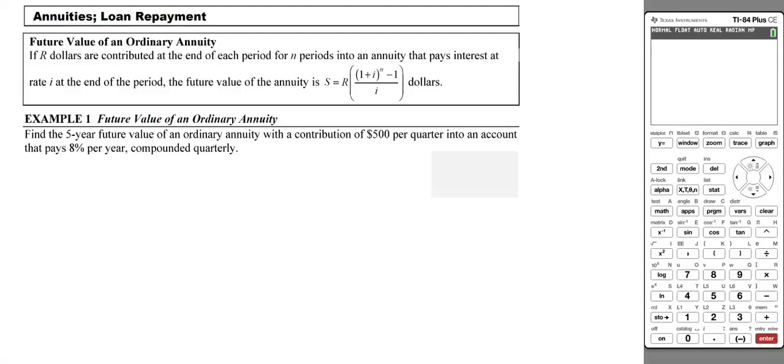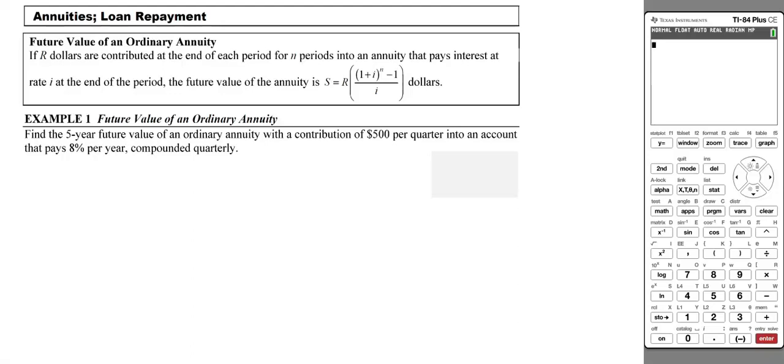Annuities, loan repayment. Future value of an ordinary annuity. If R dollars are contributed at the end of each period for N periods into an annuity that pays interest at rate I at the end of the period, the future value of the annuity is S equals R times the quantity of 1 plus I to the N minus 1, all over I dollars.